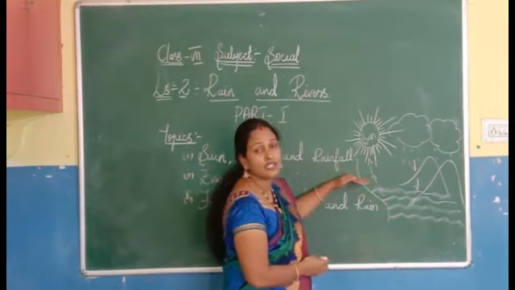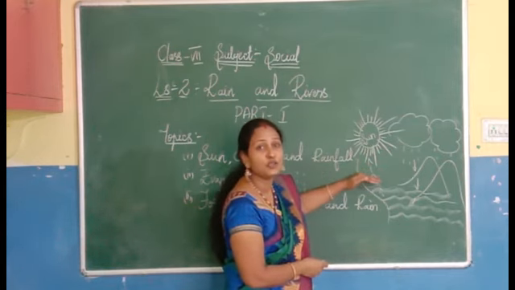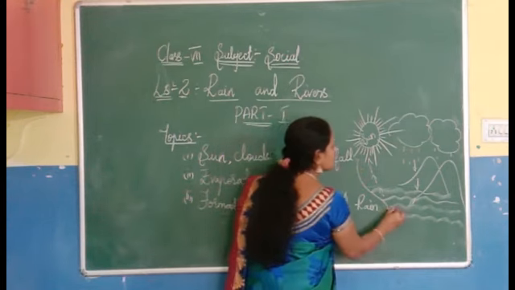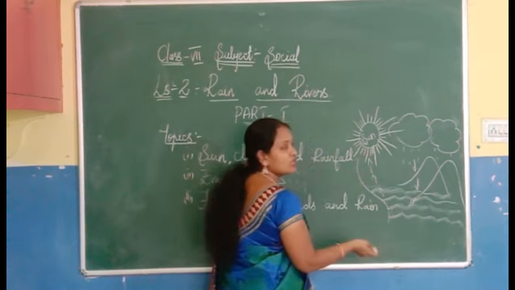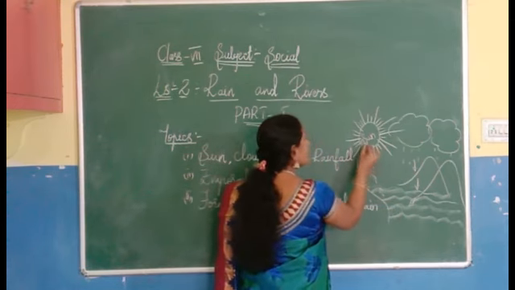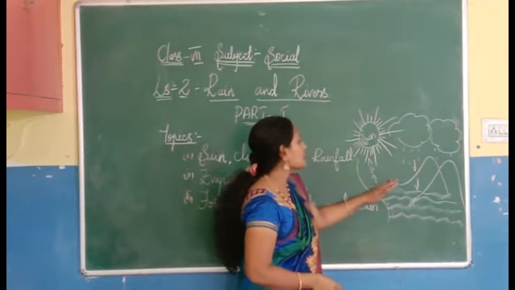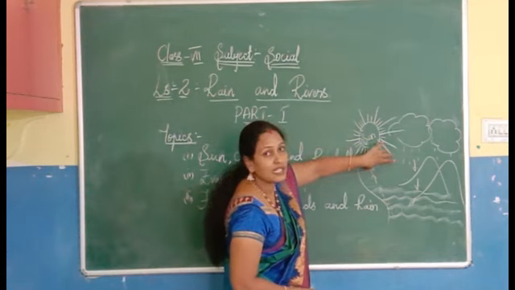So what is evaporation, children? A small definition: the change of water into water vapor is called evaporation. So here is a sea, right children, or a water body. We can't take only the sea, it is a water body. So the sun starts taking this water up, like it starts evaporating. The water is evaporating and forming water vapor.